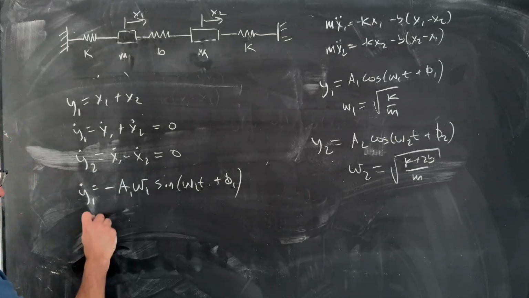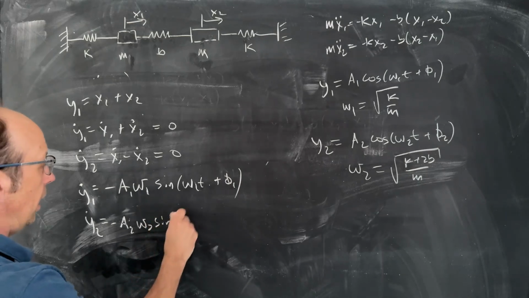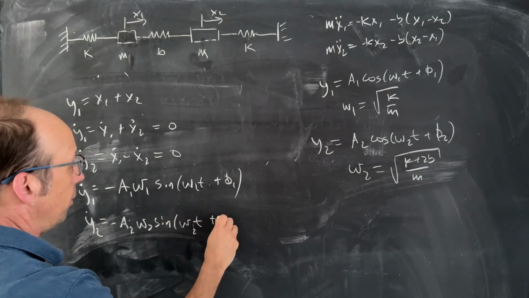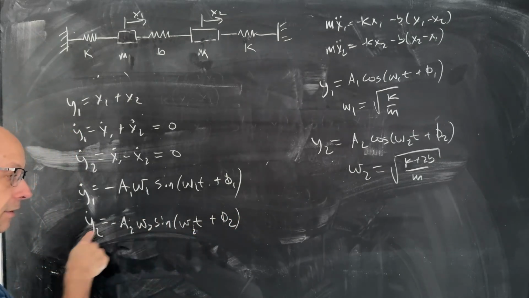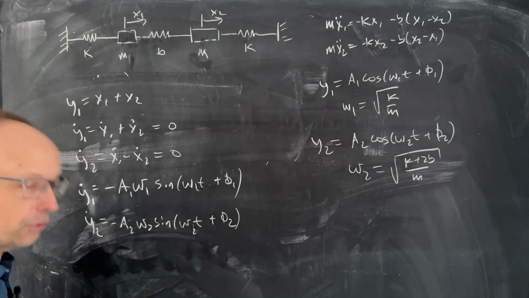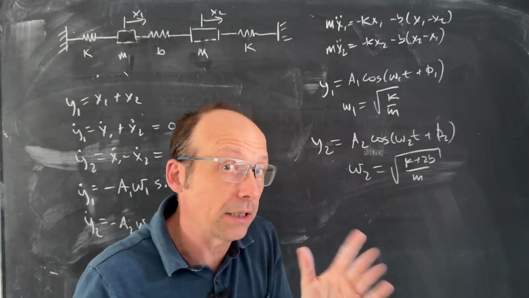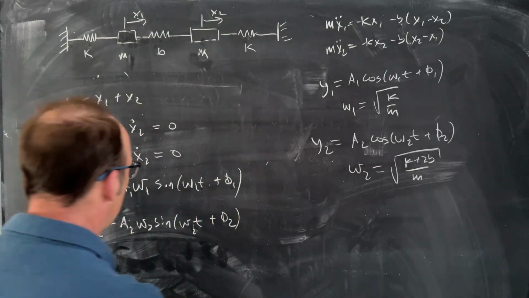We could do the same thing. y2 dot is negative a2 omega 2 sine of omega 2 t plus phi 2. If I let t equal 0, and y2 dot is 0 at t equals 0, the only way for that to work is for phi 2 to be 0. So now I have phi 1 and phi 2 equal to 0 if I start the objects from rest, which I will do.